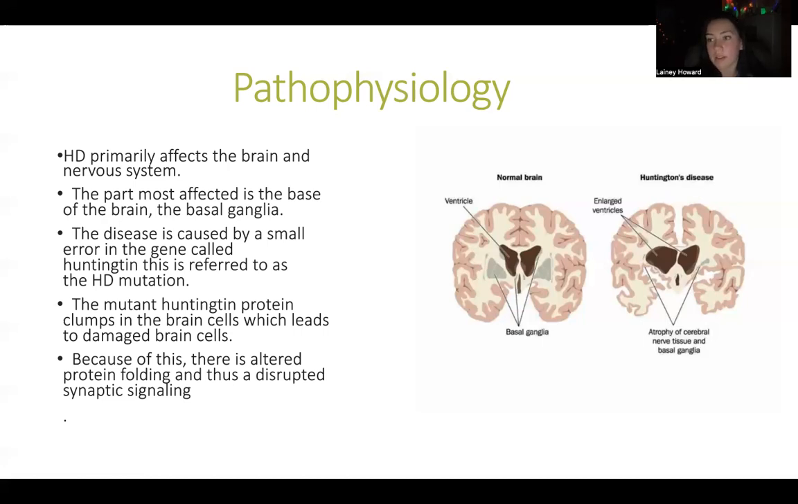to neurons. This goes for the entirety of your brain, but as you can see here, it mostly affects your basal ganglia, seeing that they're much smaller now. And even more specifically in the basal ganglia, it affects the striatum. The basal ganglia is a group of subcortical nuclei responsible primarily for motor control, as well as other roles such as motor learning, executive functions, behaviors, and emotions.